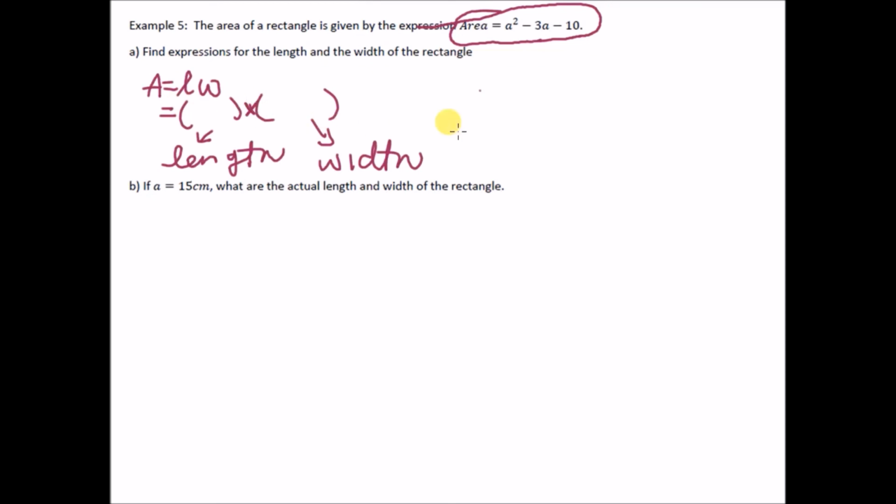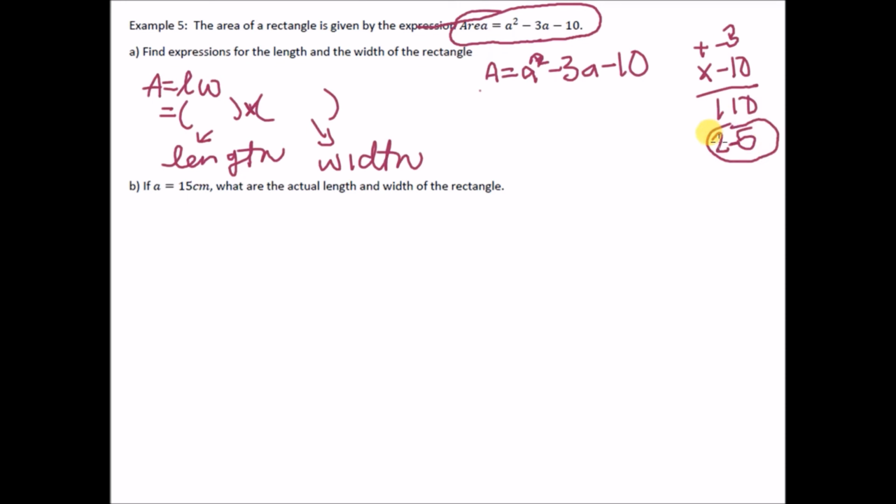Right? Length times width. So let's go ahead and write A equals a squared minus 3a minus 10. Okay, what two numbers multiply to -10 and add to -3? Well, 1, 10, 2, 5. So it's going to be a combination of 2 and 5, and we need it to be -3, so 2 minus 5 gives us -3. So we have a plus 2, a minus 5.